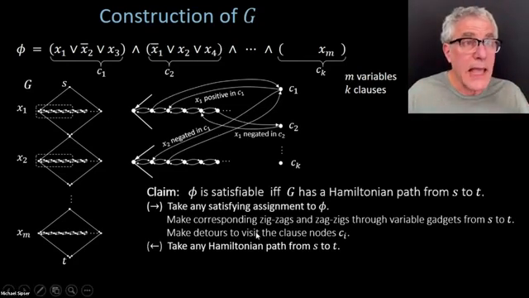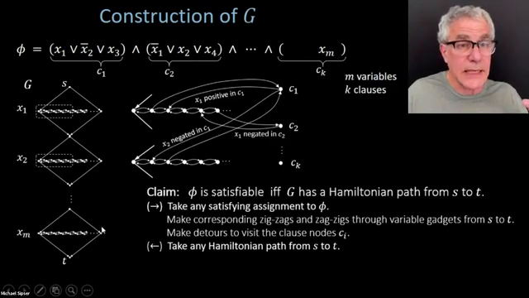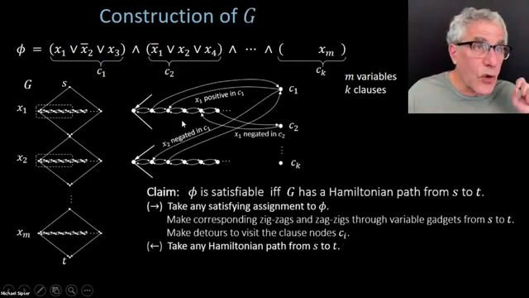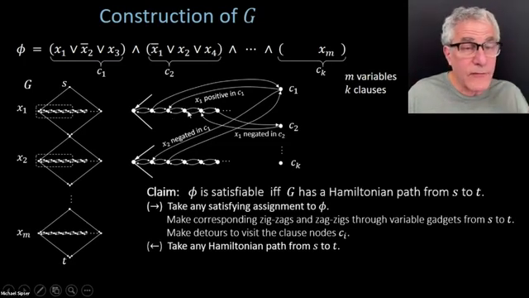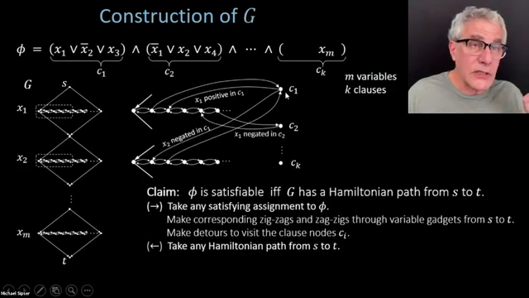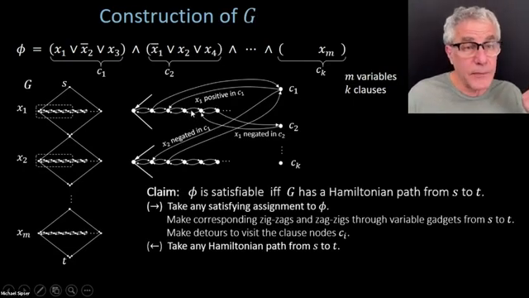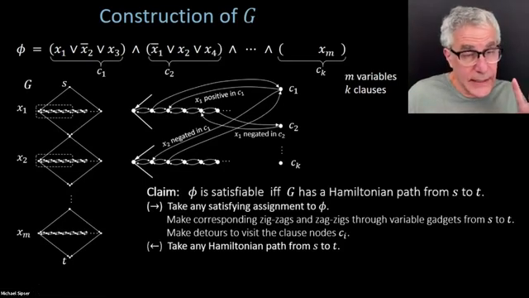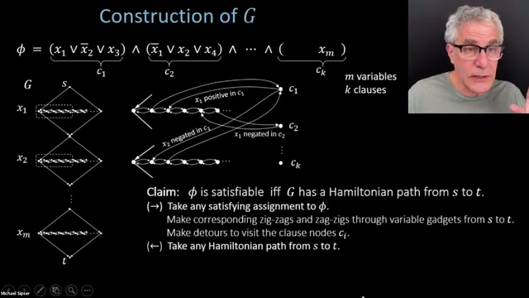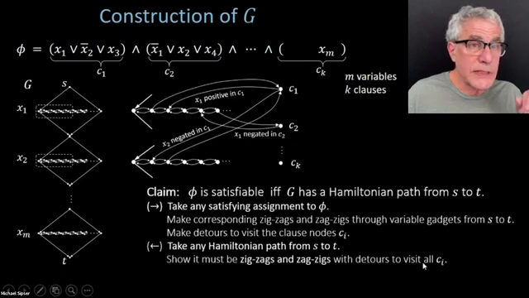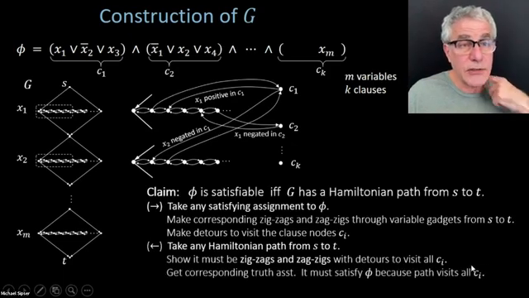What you really want to have happen is that the Hamiltonian path should have clear zigzags and zag-zigs that allow you to decide how to set the variables. That's the role of these little nodes here. These are spacers that separate the detours from one another, and that force a visit to the clause node to come back to the same place from which it left. Otherwise, you would never be able to visit those spacer nodes. You have to look in the book for that, but there is a little bit of a detail you have to go through. You have to show it must be zigzags and zag-zigs, and then you get the corresponding truth assignment, and it must satisfy phi for all paths.